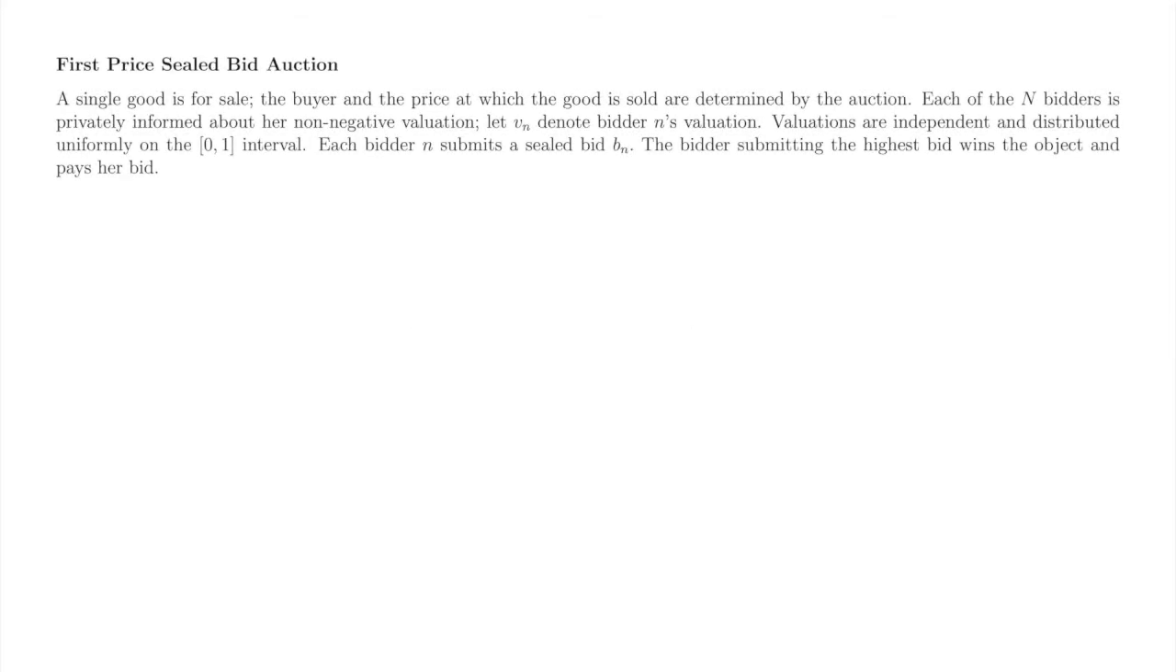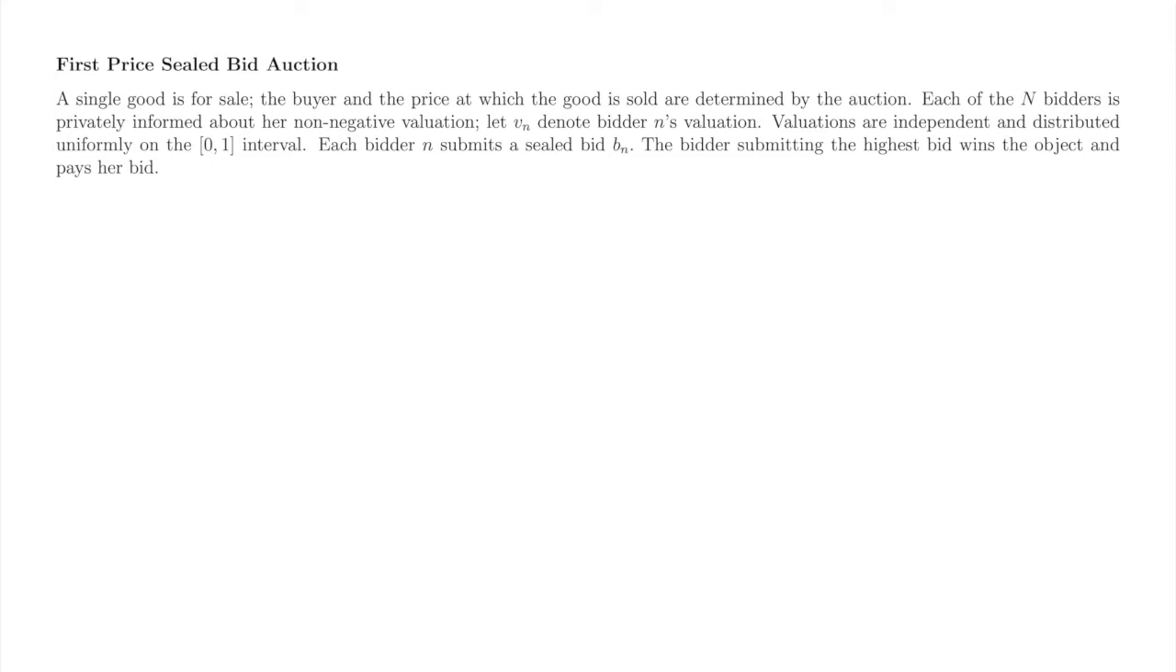Note that this auction is not the same as the first price sealed bid auction with two allowable bids that appeared in the problem set. In this auction, we allow any non-negative bid. In the first price sealed bid auction of this video, each bidder submits a sealed non-negative bid. The seller opens all of the bids and awards the object to the highest bidder, and the highest bidder pays her bid to the seller.